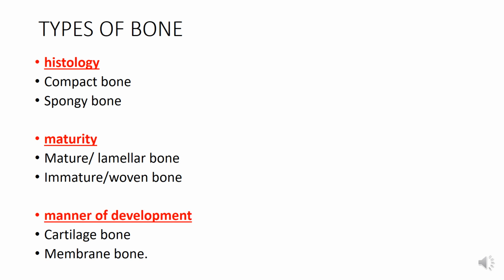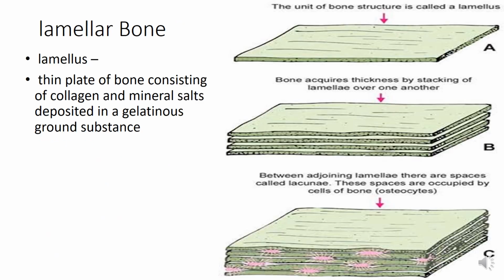Different types of bones, according to histology, can be divided into compact bone and spongy bone. We see compact bone lining the medullary cavity within the shaft of the bone, and spongy bone on either end. Depending upon the maturity, it can be divided into mature or lamellar bone and immature or woven bone, and depending upon the manner of development, it can be either a cartilage bone or a membrane bone. We will see each of these.